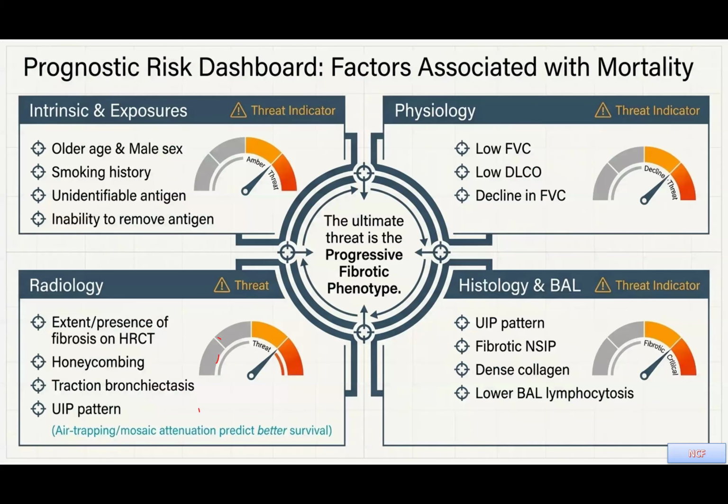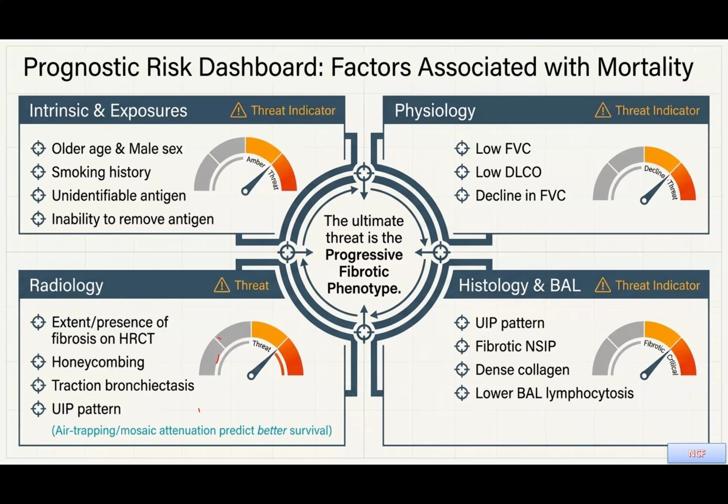So now coming to the prognostic risk. When you're assessing the mortality risk, you have to look at several threat indicators. It is divided into intrinsic and exposure, radiology, physiology, histology, and BAL. Each of these has different risk factors which make the prognosis of HP poorer. If the person is male, elderly, a smoker, you're unable to identify the antigen, or you're unable to remove the inciting antigen, the prognosis becomes poorer.